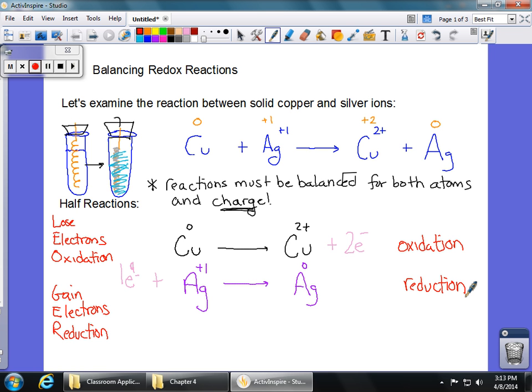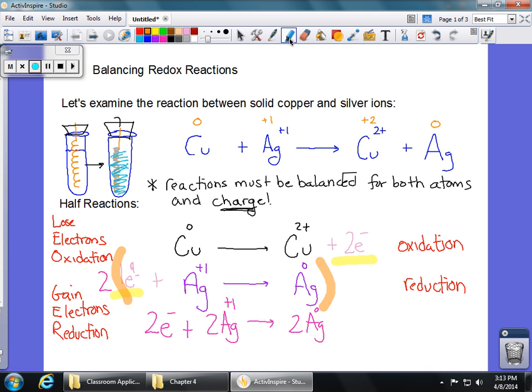Now that we've identified it, we have to now balance them. As you can see here, 2 electrons on the right-hand side, but only 1 electron on the left. Those are not balanced. So we have to go through and multiply our reduction half reaction by 2. And by multiplying it by 2, we will now have 2 electrons plus 2 silver ions, yielding 2 silver atoms. Since our electrons are now both 2, they cancel each other out.